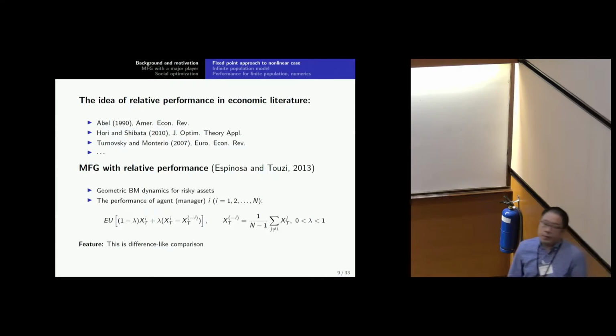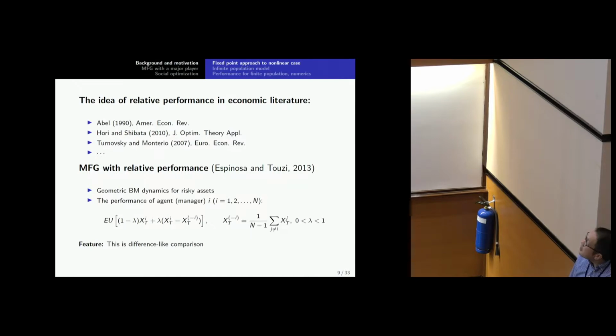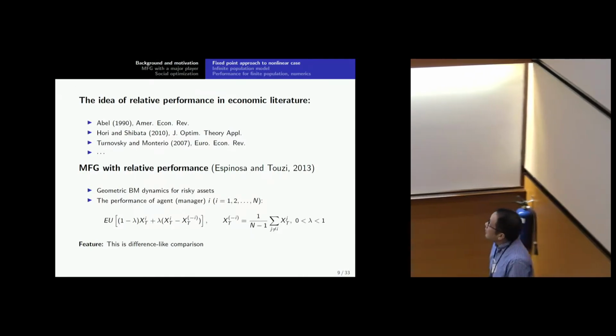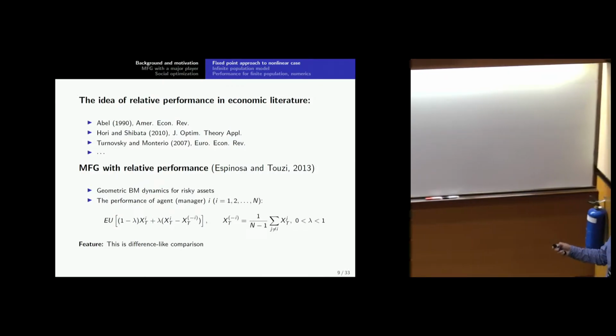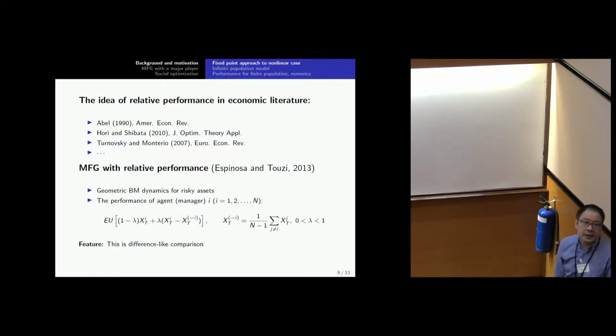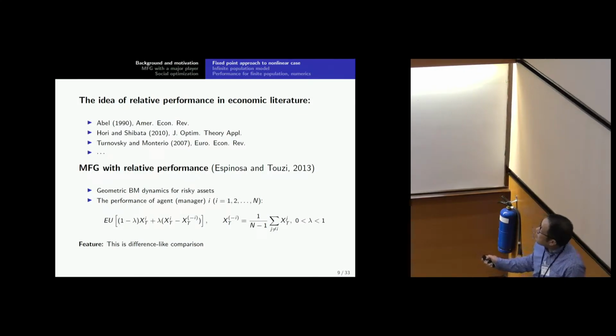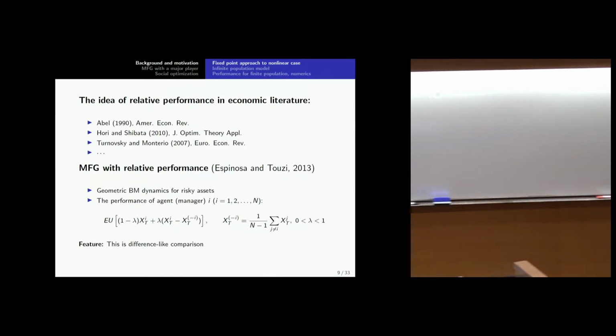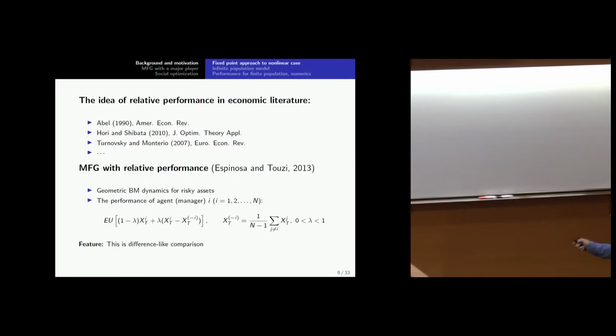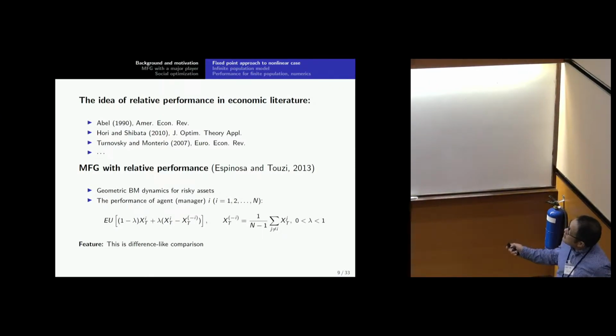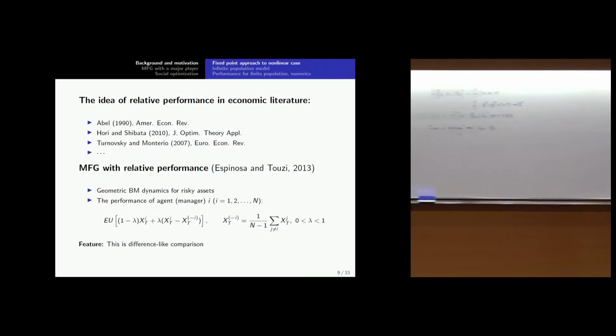Since we will use relative performance, it's good to give a little bit of background for the economic literature. Actually, there is already some history of this kind of performance measure. It's also used in mean field games. In the recent work, I think this one is published in Math Finance. For this work, they actually use a geometric Brownian motion to model the dynamics of risky assets. So you have the stochastic processes for the assets. Also, they introduce the performance. Let's check what it means here.